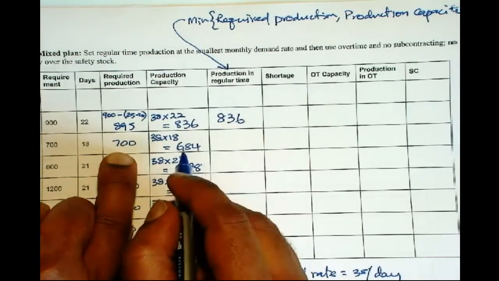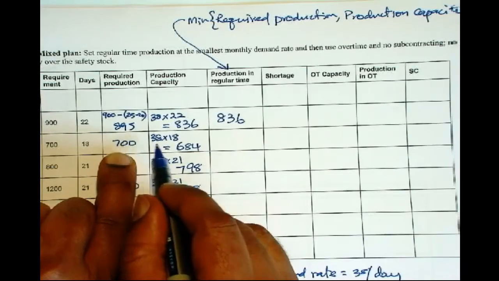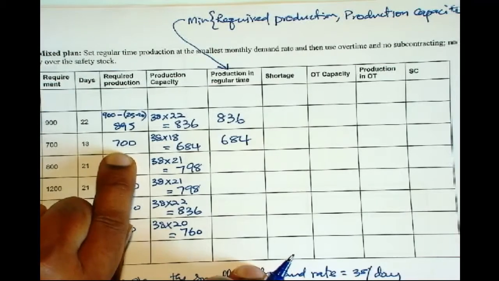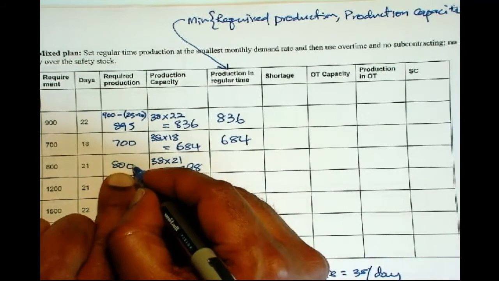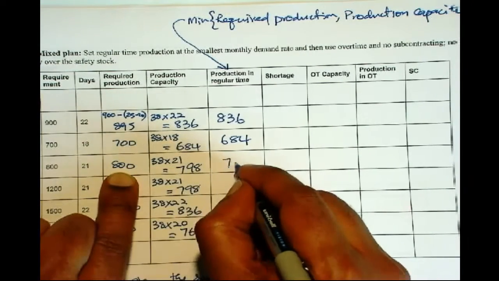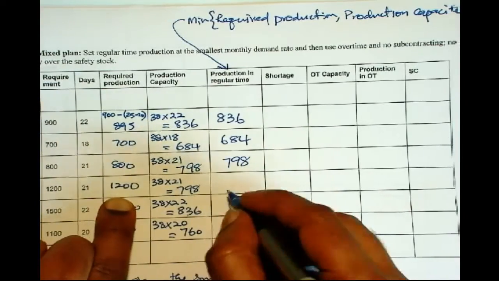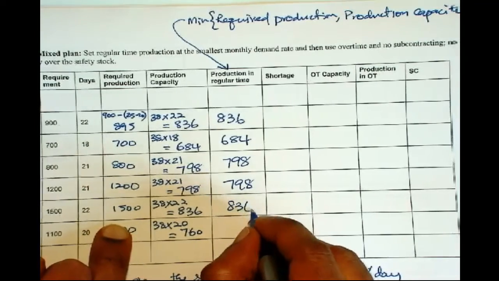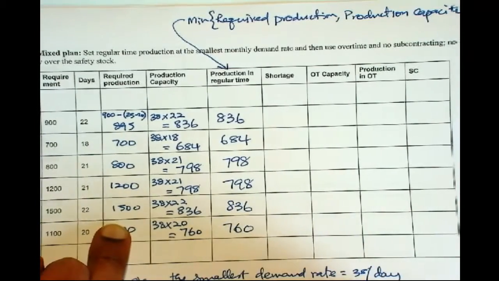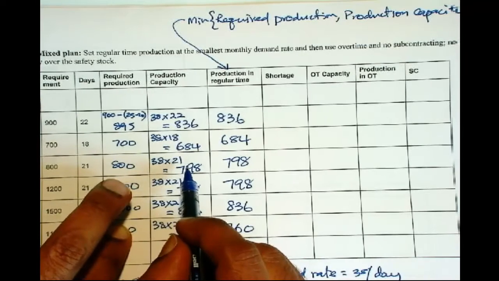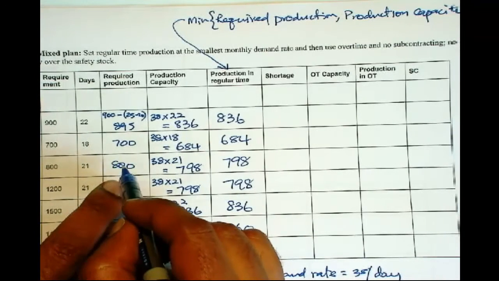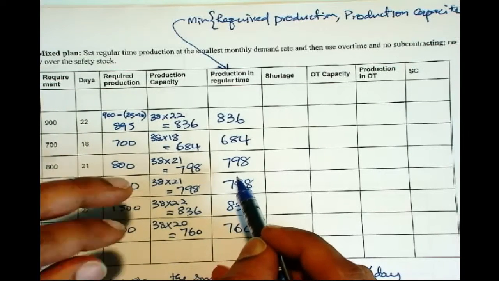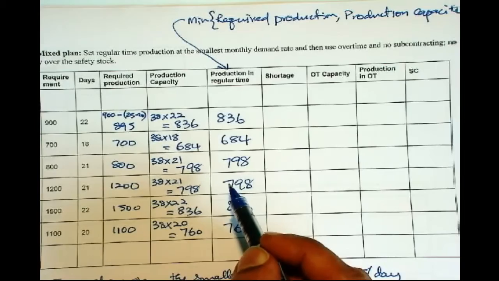So here you need 700. The production capacity is 684. Now 800 is the required production. You can only produce 798. So here again 798, 836, and 760. So if the production capacity is more than the required production, then the required production is what you will produce. You will not produce more than what you need.